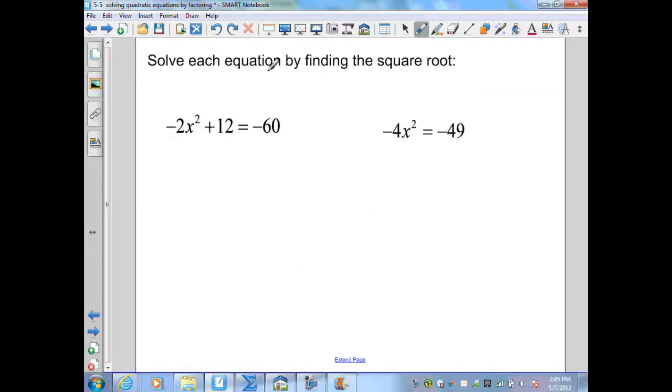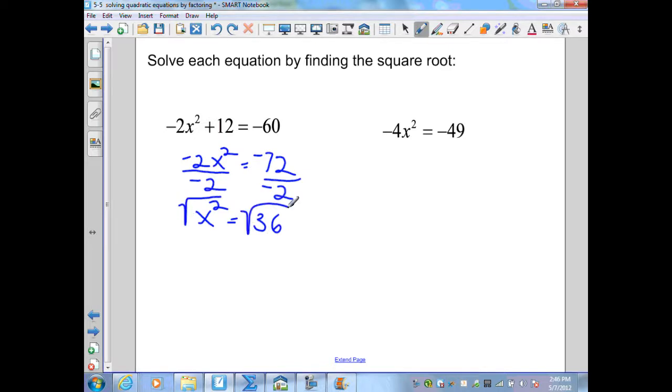Our first example, we want to solve each equation by finding the square root. We're given a negative 2x squared plus 12 equals a negative 60. We want to isolate the x squared term, get it by itself. So we'll subtract 12 on both sides. That gives me a negative 2x squared equals a negative 72. Get the coefficient to be a positive 1 by dividing by a negative 2. x squared is equal to 36. Now we can take the square root of both sides. And that leaves me x equal to plus or minus the square root of 36, which simplifies to 6.